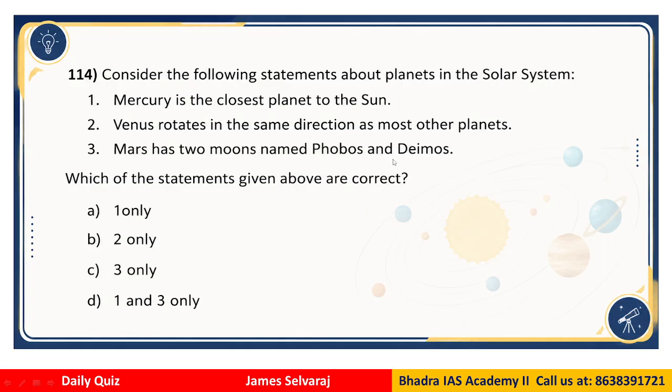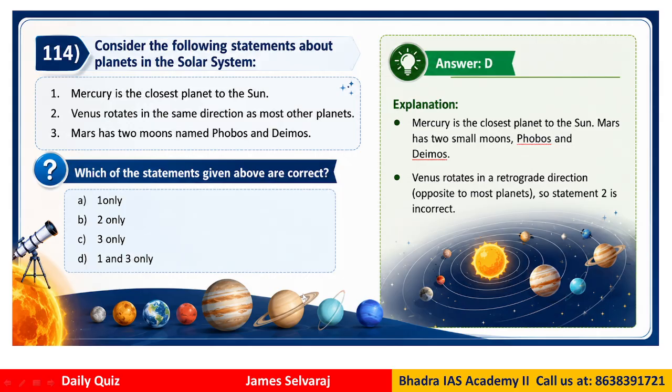Question 114. This is from the geography related questions. Mercury is the closest planet to the sun. Venus rotates in the same direction as most other planets. So the main key focus here is, Venus rotates in what direction? Same direction or opposite direction. Mars has got 2 moons, right? And the moons are named Phobos and Deimos. So which are correct? So you have got option 1 only, 2 only, 3 only, 1 and 3.